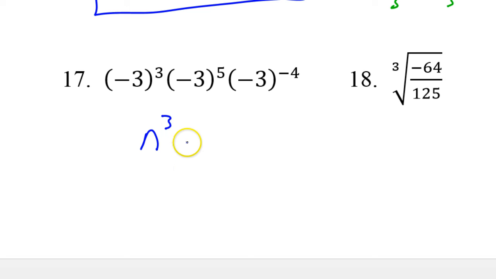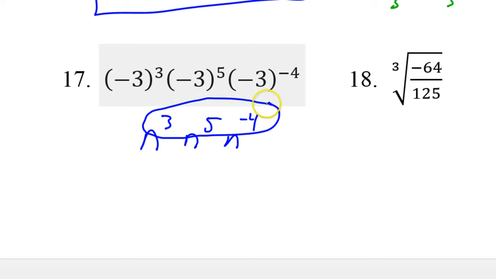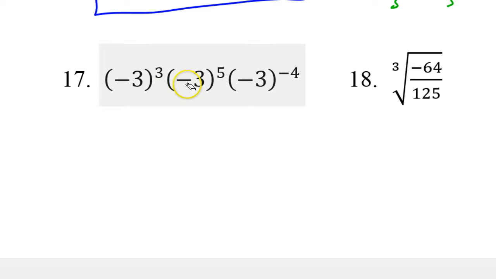If I had n to the 3rd power times n to the 5th power times n to the negative 4th power, what would I do with all these exponents? We'd add them, right? So this would make n to the, let's see, 3 plus 5 is 8, minus 4 is 4. That would make n to the 4th power. You would just add. Well, guess what? You could do the same thing, even though negative 3 is the base. Still, we have like bases, we could add all these powers. So this would make negative 3 to the 4th power.